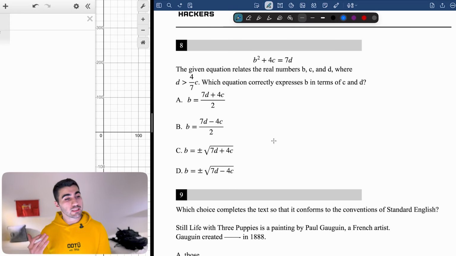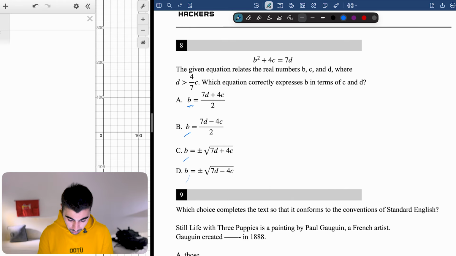So the next question says the given equation relates to the real numbers B, C, and D, where we have this. Which equation correctly expresses B in terms of C and D? A very common question, and it is a very easy question. So we just need to isolate the B, as you can see in the choices. So I'm going to move first 4C to the other side. B squared is equal to 7D minus 4C.